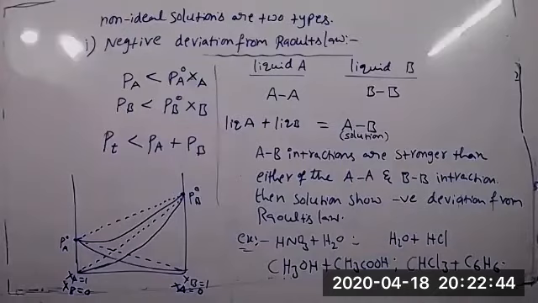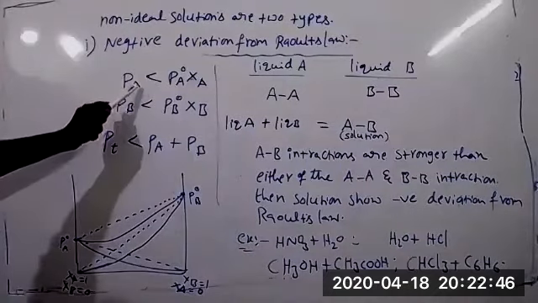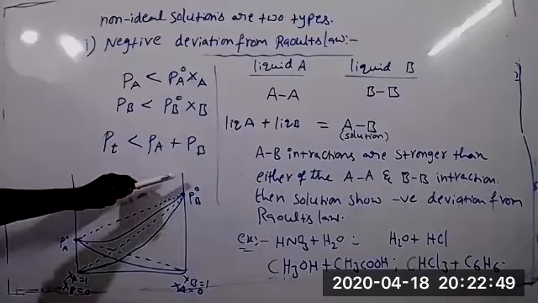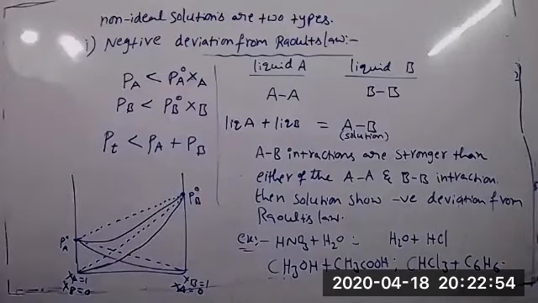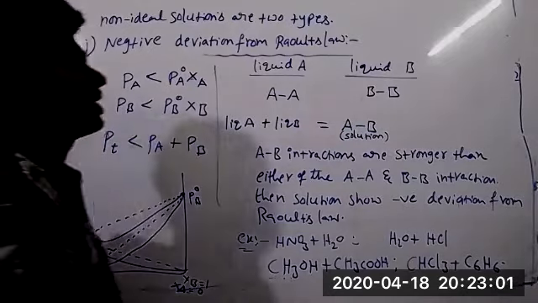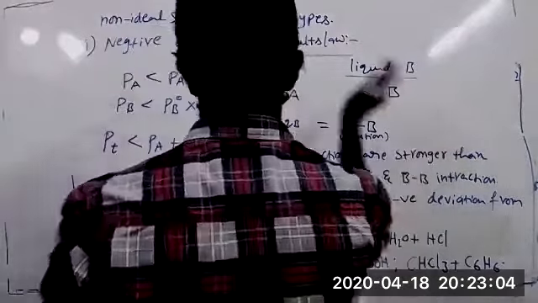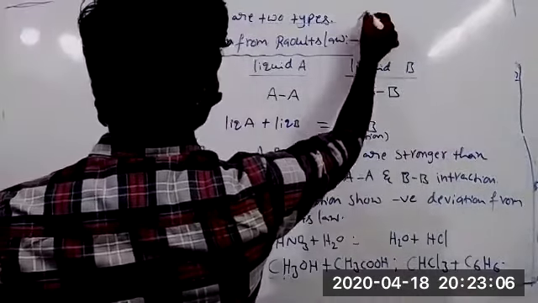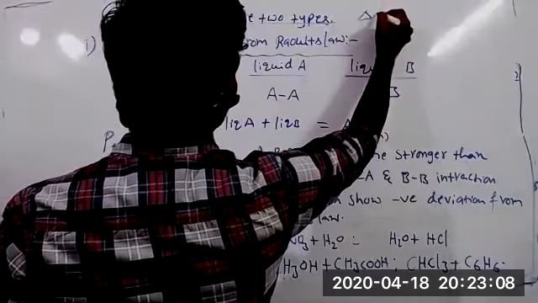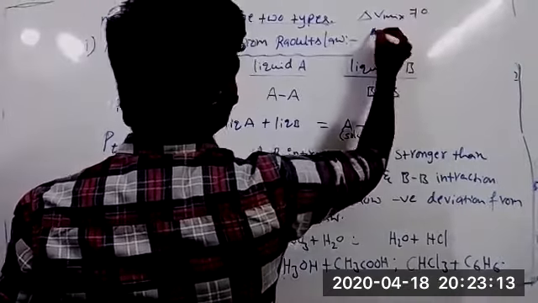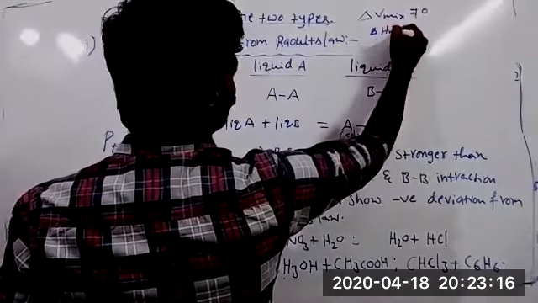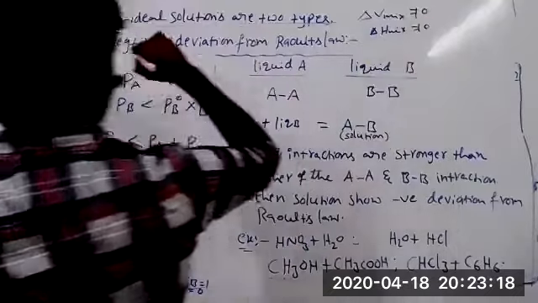So at board level, mostly they ask the simple definition of ideal and non-ideal solution, and examples. If you go for competitive level, these relations are asked: the PA, PB relation, the P total relation, and volume of mixing and enthalpy of mixing. For a non-ideal solution, the enthalpy of mixing and volume of mixing are not equal to 0. We are writing that.